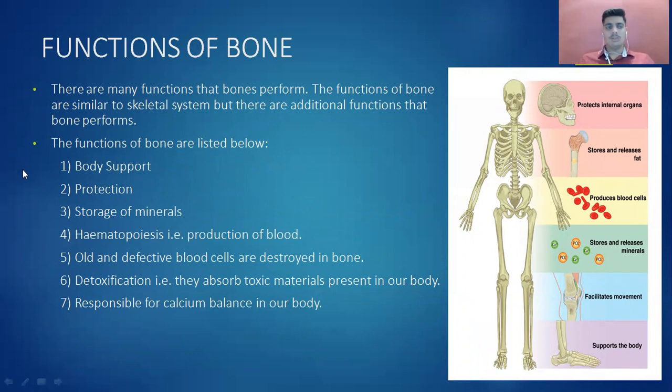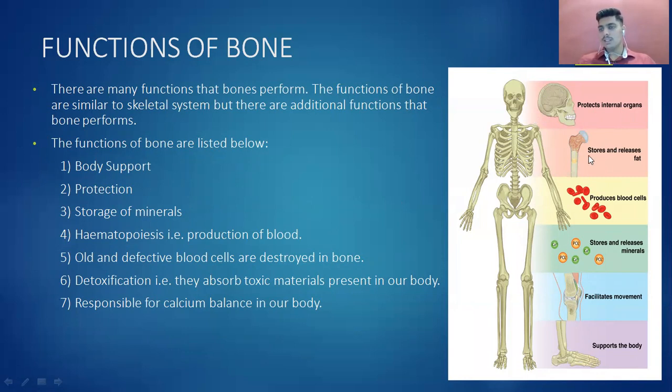So body support is one of the functions which is also of the skeletal system. Then protection, storage of minerals, hematopoiesis, which is known as production of blood. Then old and defective blood cells are destroyed in bone. Then detoxification, that is, they absorb toxic materials present in our body and are responsible for calcium balance in our body. So here you can see a skeleton, and here we have a skull, which is important to protect internal organs, and in this case we have the brain.